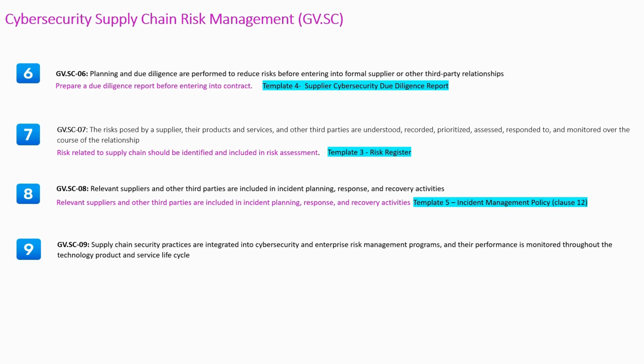The ninth subcategory requires that supply chain security practices are monitored throughout the product and service life cycle. To implement this, you need to perform periodic review and audit of your suppliers, processes and their products.